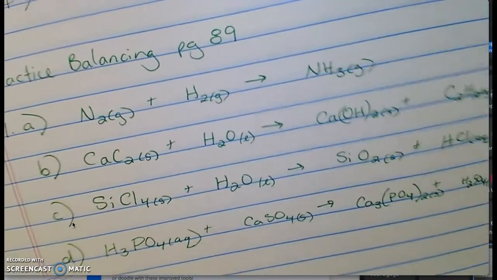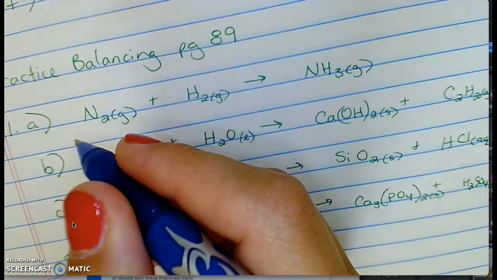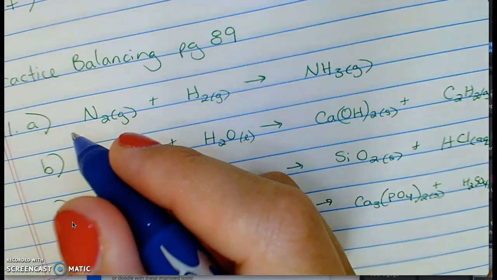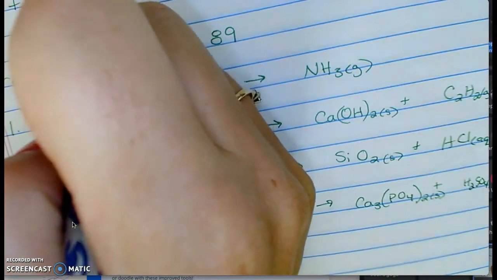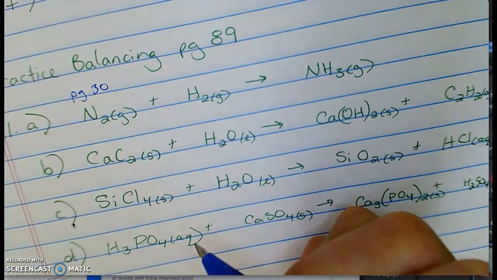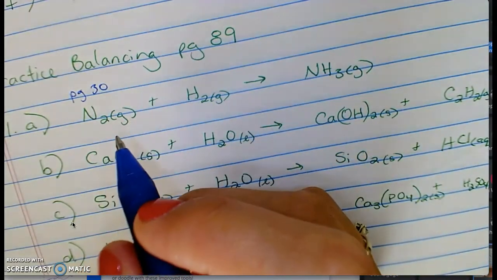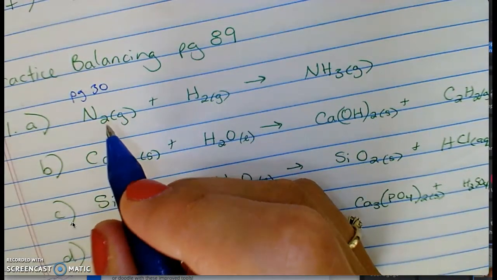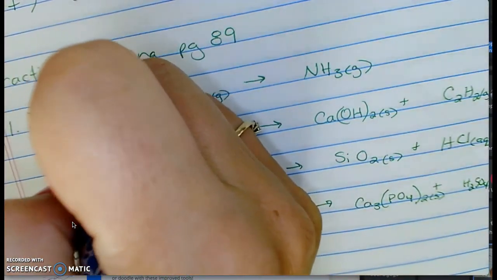So first, let's name them because we should. N2 is what? We don't know. So ask your textbook. Your textbook says on page 30 that N is for nitrogen, and nitrogen comes in 2 packs. So you just put nitrogen by itself like this, no capitals.